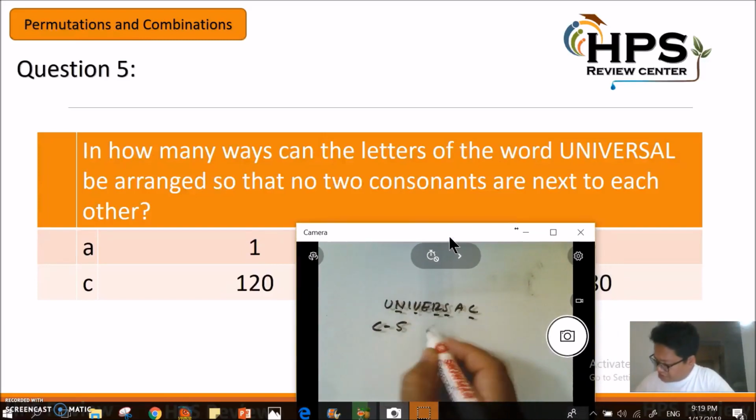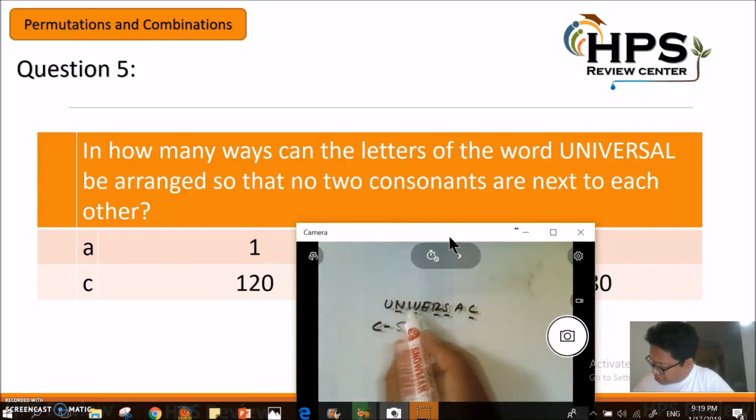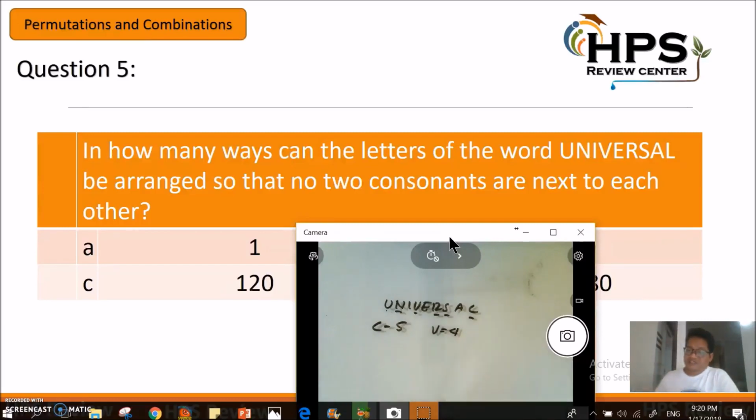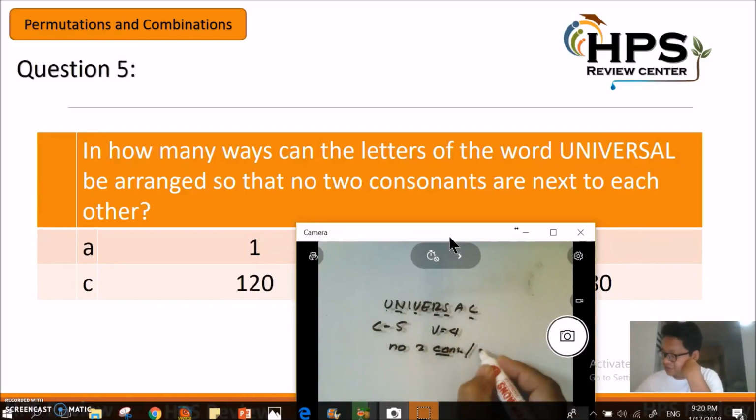There are 5 consonants, and there are 4 vowels. But since no two consonants are next to each other, what does it mean? The arrangement must be alternating. So it means that they must be alternating.